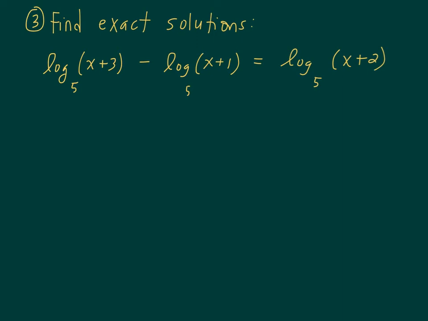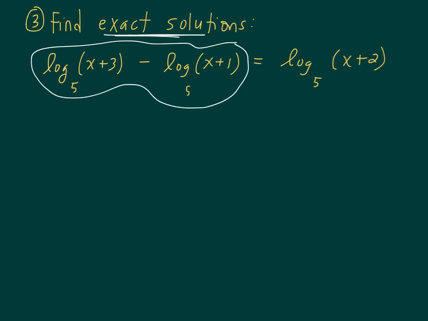All right, one more example here, and in this example we are looking to find exact solutions. So that implies that you're not going to have nice integer values. We don't want to express our final answers as decimals, okay? So we want to just keep that in mind. So notice we have log base 5s everywhere. And if we look at this left-hand side, we are subtracting 2 log base 5 terms.